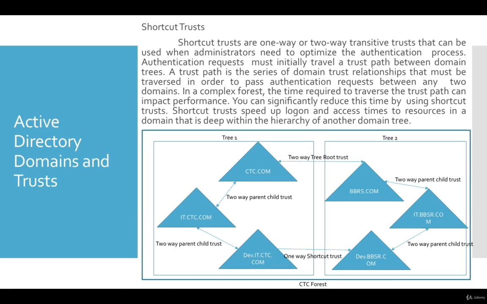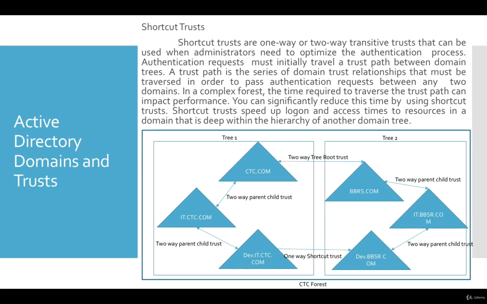So our last trust is shortcut trust. Shortcut trusts are one-way or two-way transitive trusts that can be used when administrators need to optimize the authentication process. Authentication requests must initially travel a trust path between domain trees. A trust path is a series of domain trust relationships that must be traversed in order to pass an authentication request between any two domains. In a complex forest, the time required to traverse the trust path can impact performance. You can significantly reduce this time by using shortcut trust.